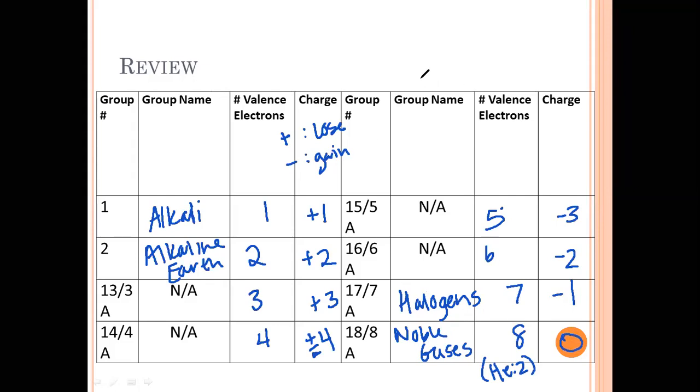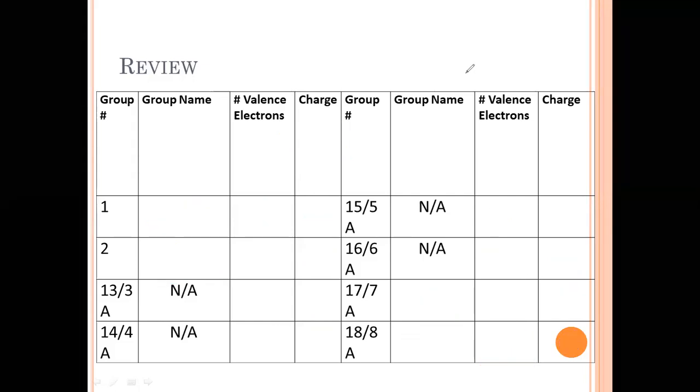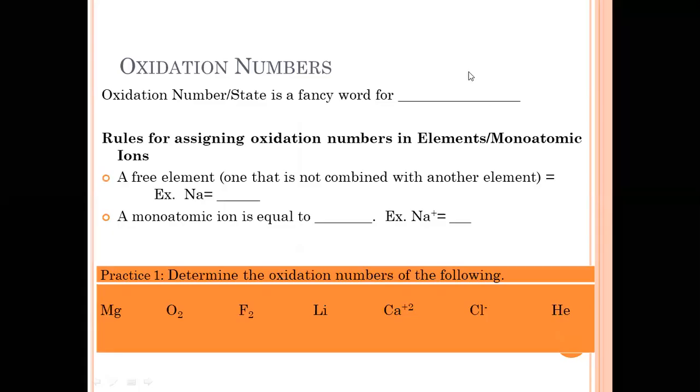Okay, so now let's get started with new stuff. Okay, so we're going to talk about oxidation numbers today. And oxidation numbers are a fancy way of saying the charge. So there's a bunch of rules. We're going to go through rules for elements and monoatomic ions and also compounds today. And then I think tomorrow we'll do the polyatomic ions.